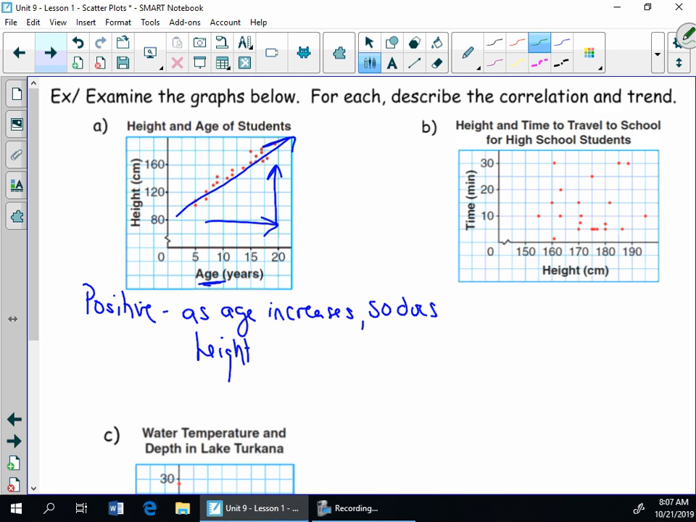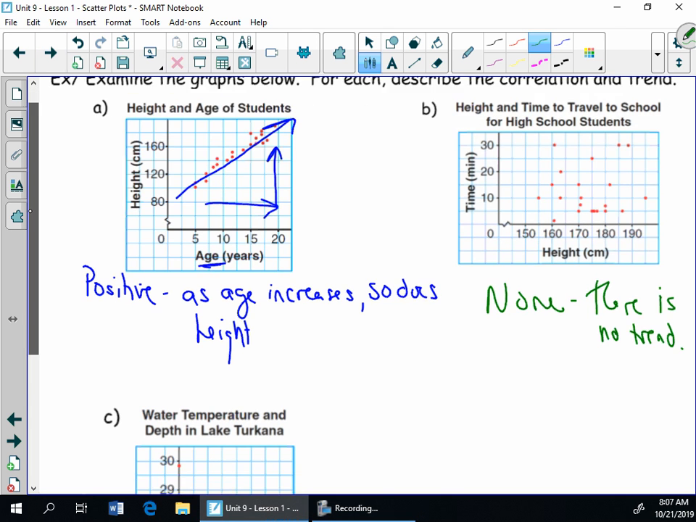Look at the second one. Height and travel time to school. Hey, we just kind of talked about that one. That's a random guess. Looks to me like there's no pattern here. Dots are kind of all over the place. So I'm going to say none. And if there is none, there is no trend. So you can't have a trend if there's no pattern, right?